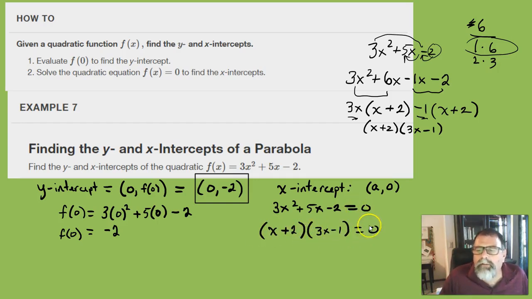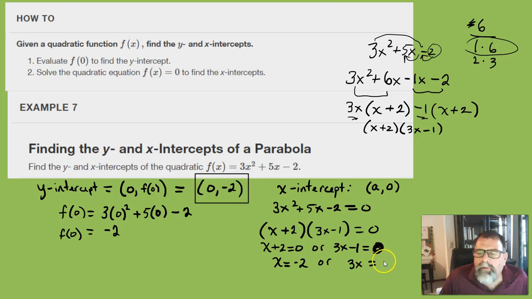Okay, so we have it factored equal to 0, and then we set each factor equal to 0. Oops, I don't know why I wrote 3. 0. So we're going to subtract 2, so x equals negative 2. And then on this one, you're going to add 1, and then divide by 3. So x equals 1/3. So our x-intercepts are, we have two of them, negative 2, 0, and also 1/3, 0.